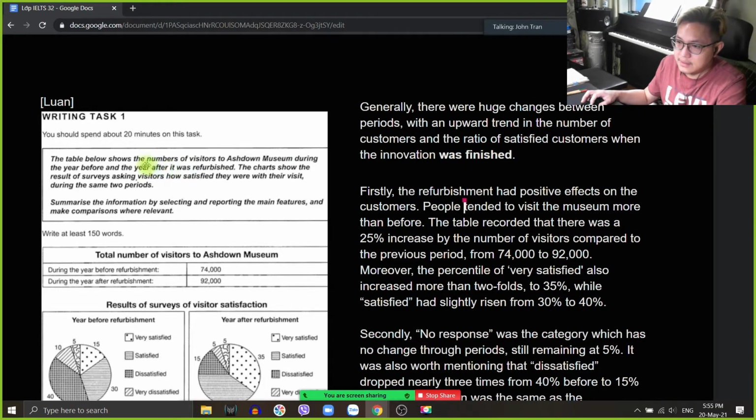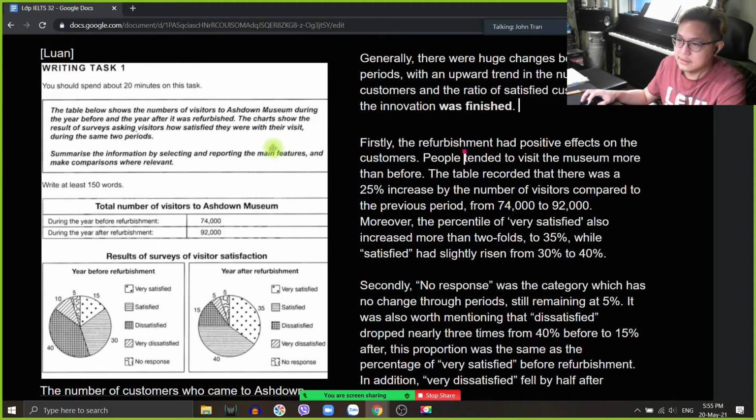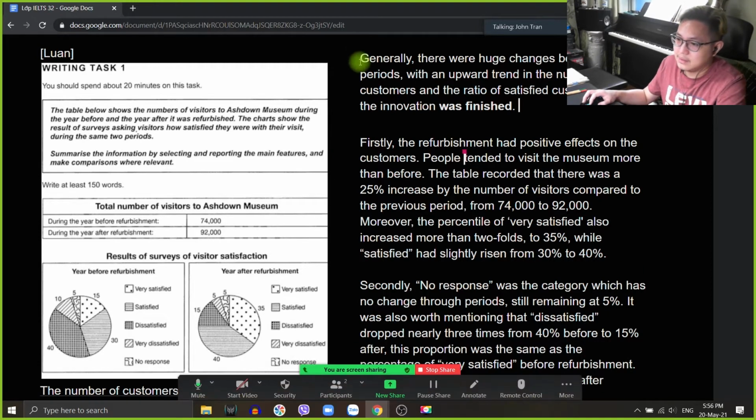So here they say the year after it was refurbished. This one uses past tense, so I use past tense as well. Okay, there were huge changes between periods. So the general thing here is basically refurbishment happens before the customers come, and then it was before the survey was being made, right? So that's why I think if you use past tense in a whole essay, except for the opening, it is appropriate.